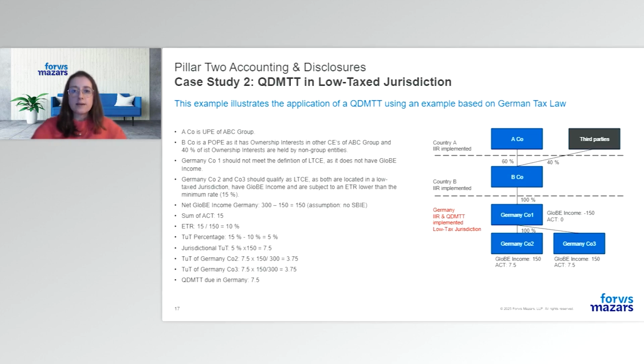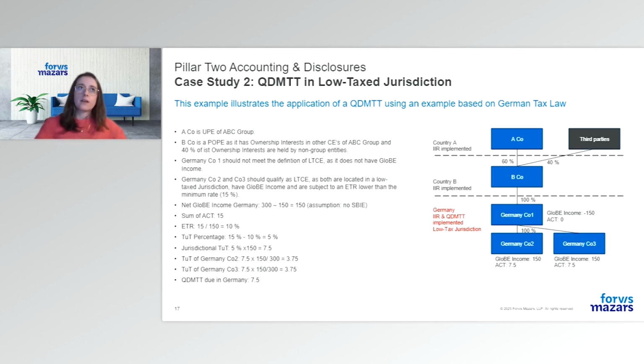In this example, Germany Co. 1 will not be a low tax constituent entity because it does not have GloBE income. So it's only the entities that have GloBE income that are considered as low tax constituent entities. And if we do the calculations, which you can see on this slide, there will be a top-up tax due in the amount of 7.5 for Germany, and Germany Company 2 and Germany Company 3, according to the German regulations, will be the entities liable for the QDMTT, and they will book the tax provision in their accounts.